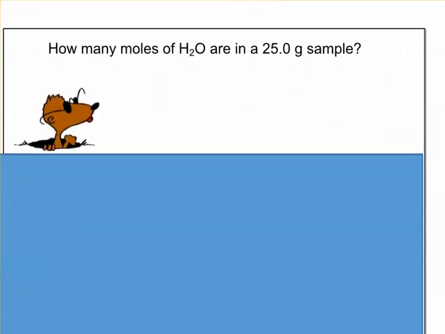The last question reads, how many moles of water are in a 25-gram sample? It's going to be similar to what we just did, but we're going to use the molar mass as a conversion factor to go from grams to moles instead of from moles to grams. Just like before, let's figure out the molar mass of water. If we sum the mass of hydrogen and oxygen, we get 18 grams per mole.